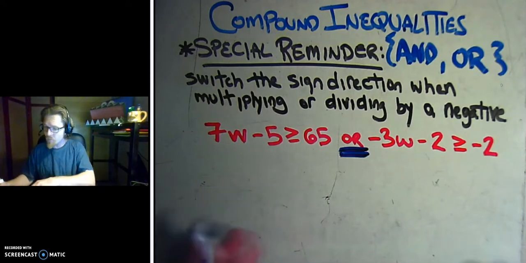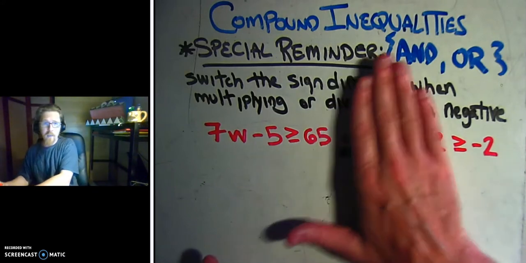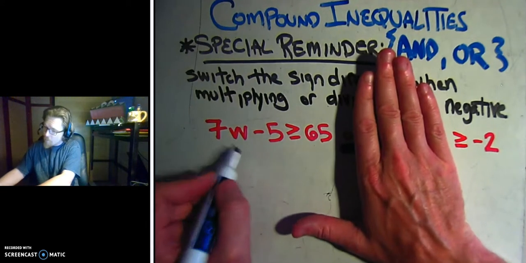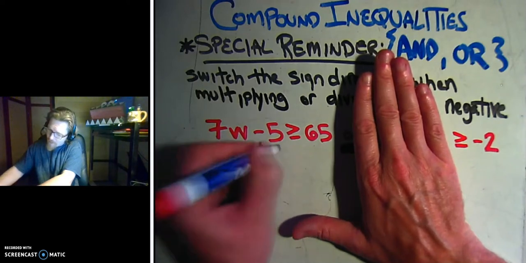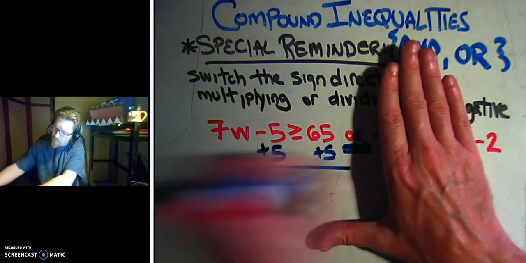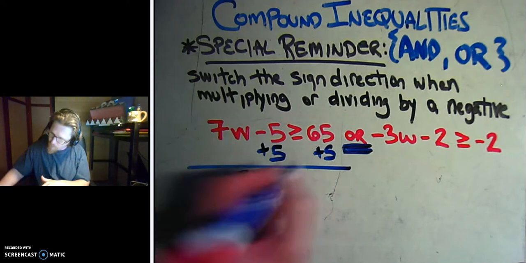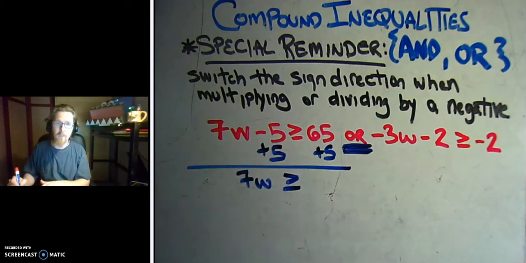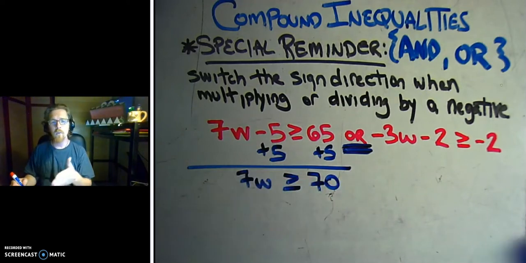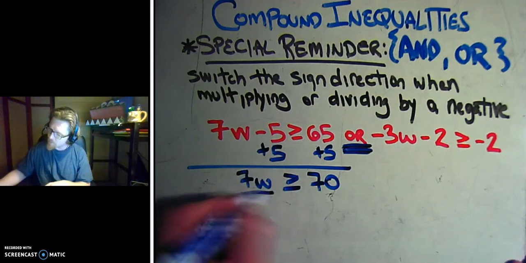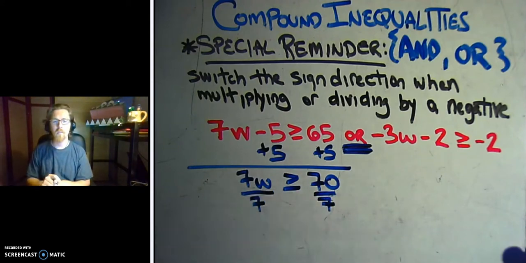Now, I'm just going to solve these like I would an equation. I want to get this w by itself. I want to first undo any addition or subtraction, so I'm going to add 5 to both sides first. This is going to get rid of that 5 and isolate my 7w. The inequality symbol is still there, and 65 plus 5 is 70. Now if 7w is bigger than or equal to 70, I can use inverse operations again to get w by itself. So I'm going to divide both sides by 7.